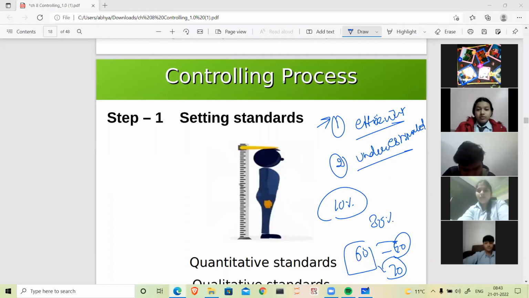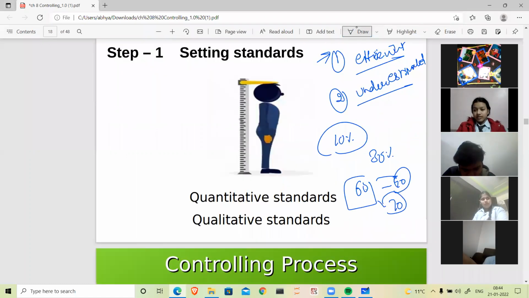Yesterday we discussed the controlling process. For the first four steps, we did setting standards, in which you need to consider one or two points: the standards must be both quantitative and qualitative, and different standards are set for different departments.